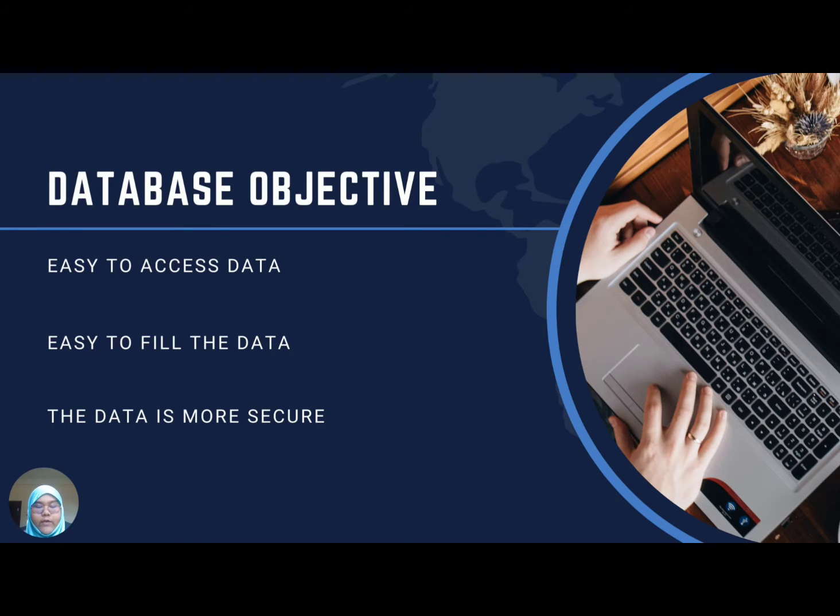Second, easy to fill the data. When ICT Marketing has an organized data system, the user will find it easy to fill in the new data and update all the new data. The third objective, the data is more secure. The manual system is a risk as unexpected accidents can happen to the ledger book. So with this system, the data is more secure.